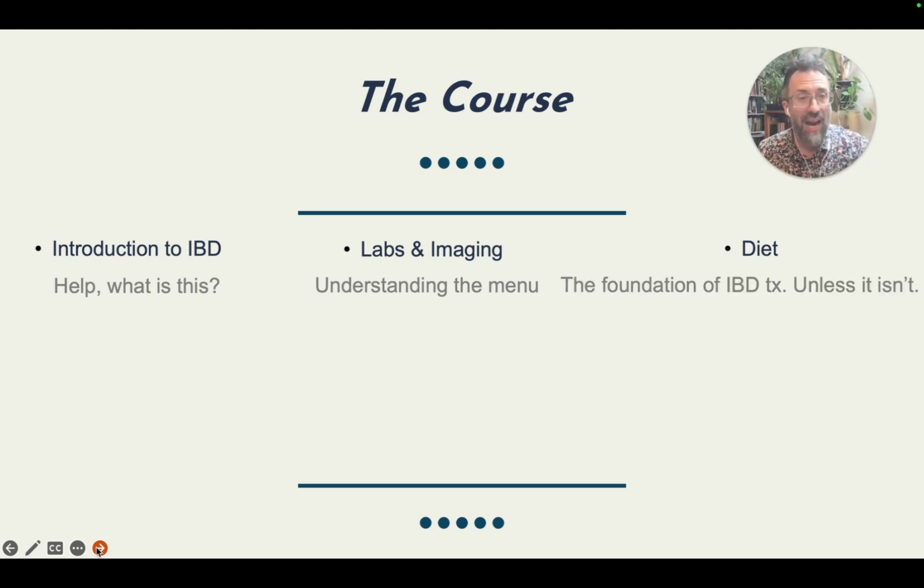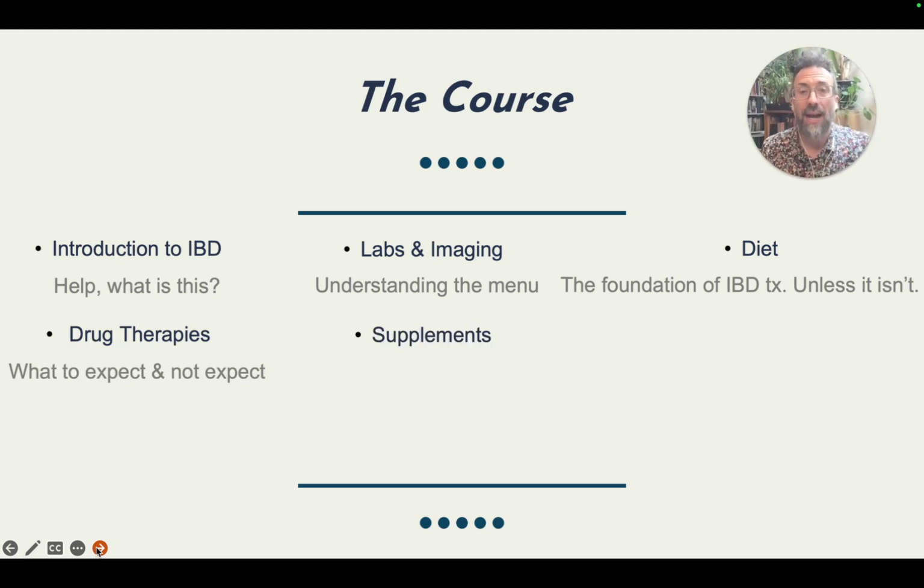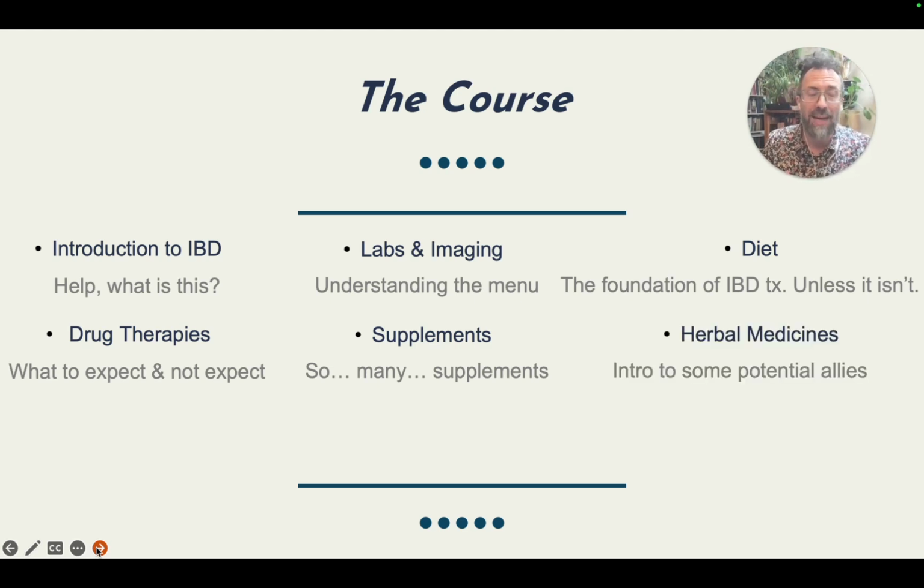Then we'll talk about diet, which I call the foundation of IBD treatment, unless it isn't, because diet can be amazing, but it is not for everybody at every moment in time. We'll talk about prescription therapies, of course, and then supplements. There are so many supplements, and we try and take the top dozen that are worth talking about in detail. Herbal medicines, there are some amazing herbal allies out there for people with inflammatory bowel disease.